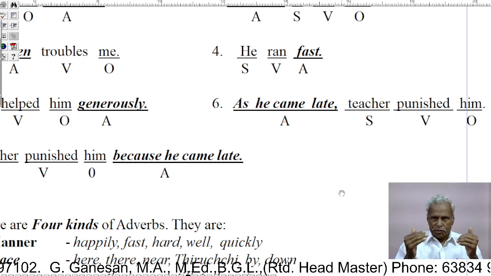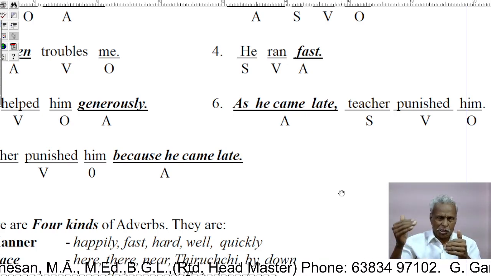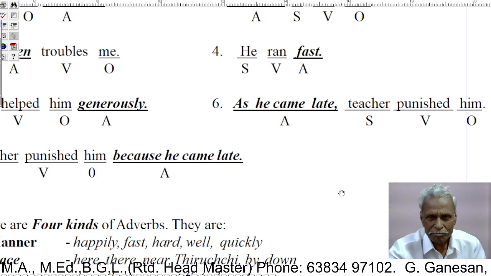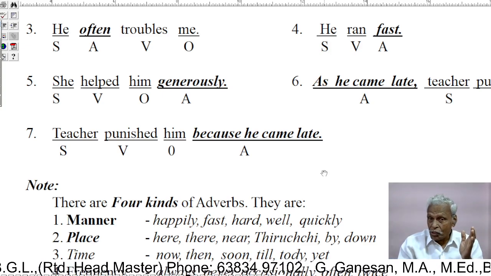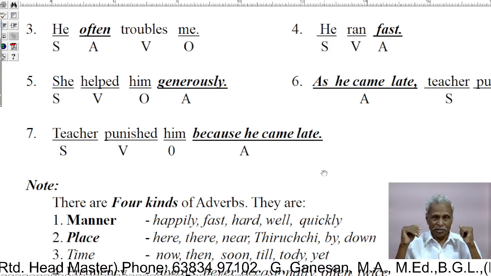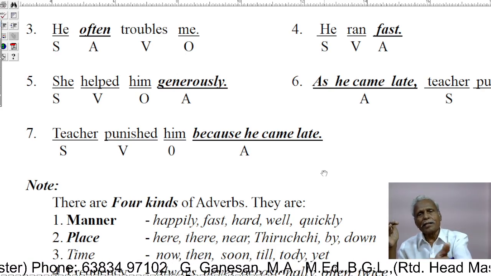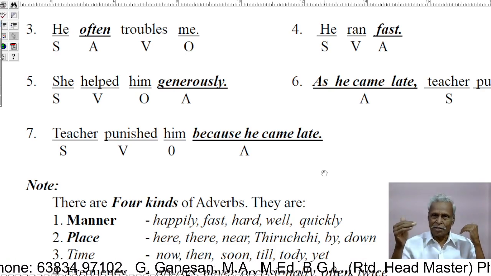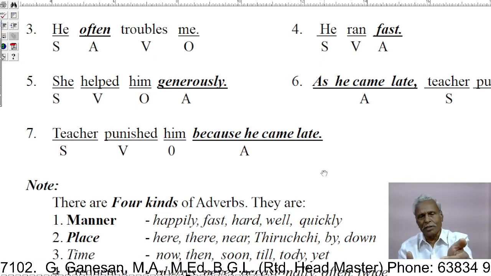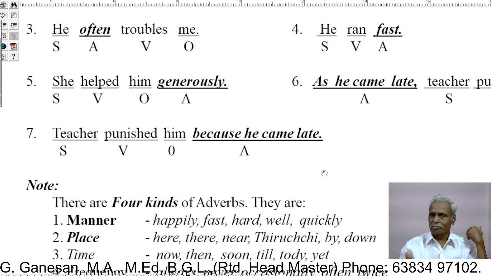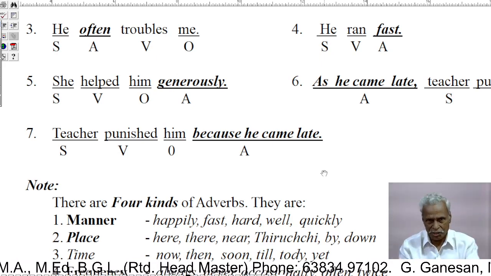As he came late, the teacher punished him. As he came late has been placed at the beginning of the sentence. The same: the teacher punished him because he came late. Here, because he came late has been placed at the end of the sentence. Then, as he came late, at the beginning of the sentence; because he came late, at the end of the sentence.